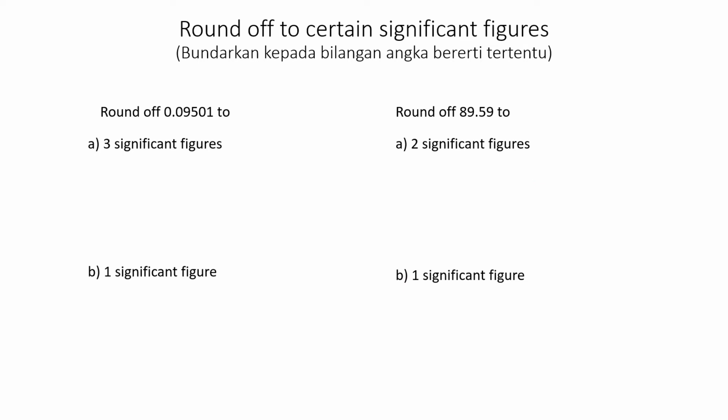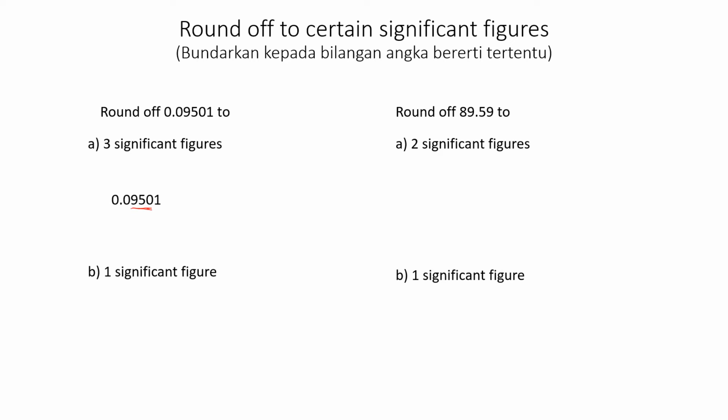Here are other questions. These are decimal numbers, but the concept of rounding off is still the same. For this question, round off the number to 3 significant figures. First, we need to decide where the 3 significant figures are. For decimals, we don't look at the 0, 0 in front. So 1, 2, 3 are the 3 significant figures. The 0, 0 is not counted as significant figures.